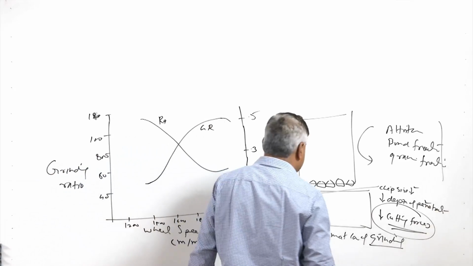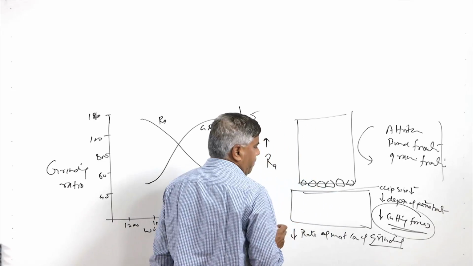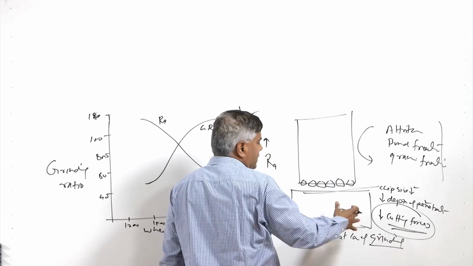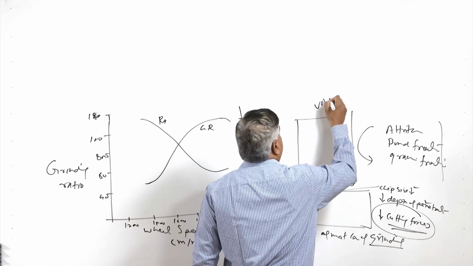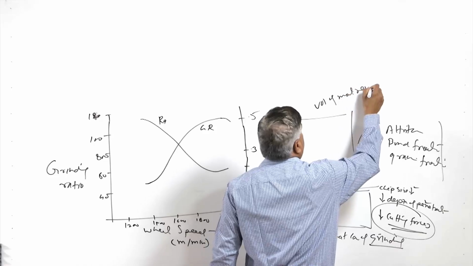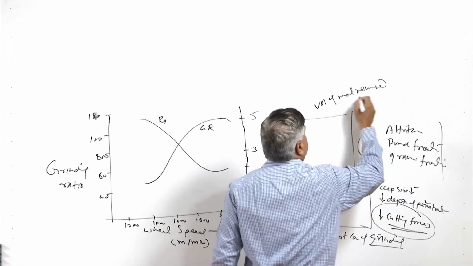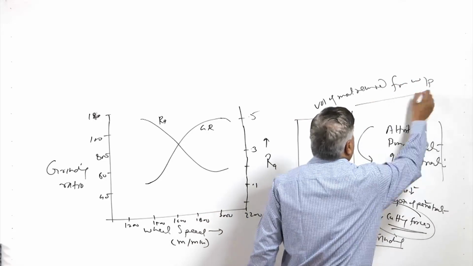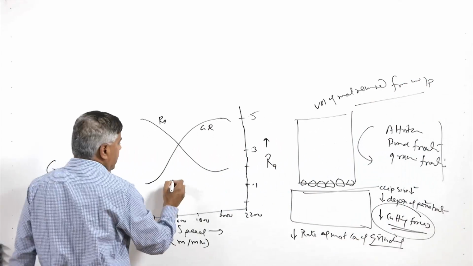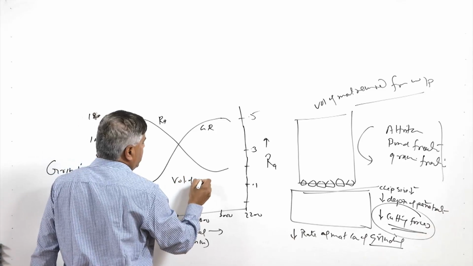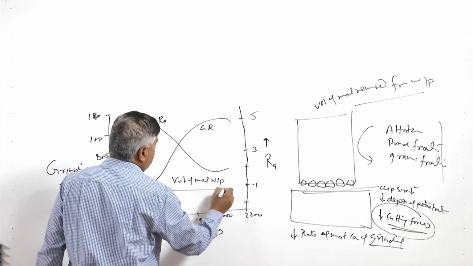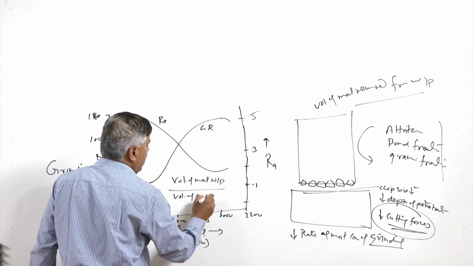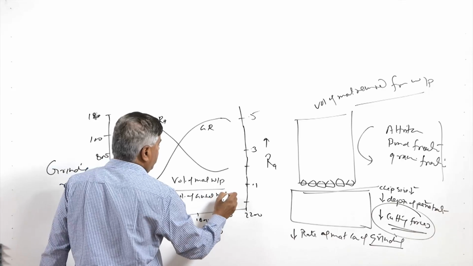There is another reason also behind the increase in the grinding ratio due to the increase in speed: with the increase in speed, the volume of the material removed from the workpiece also increases. Since the grinding ratio is the ratio of the volume of the workpiece material removed divided by the volume of the grinding wheel material removed.